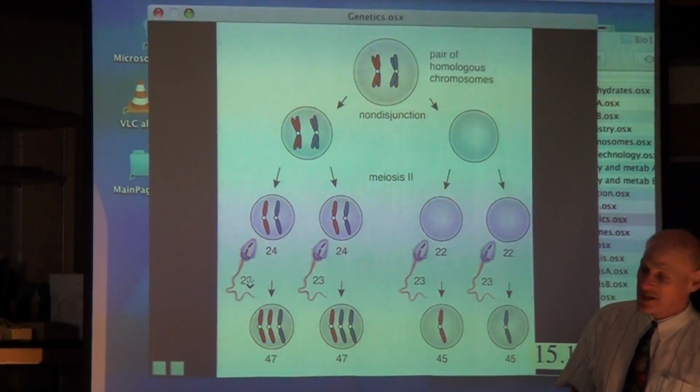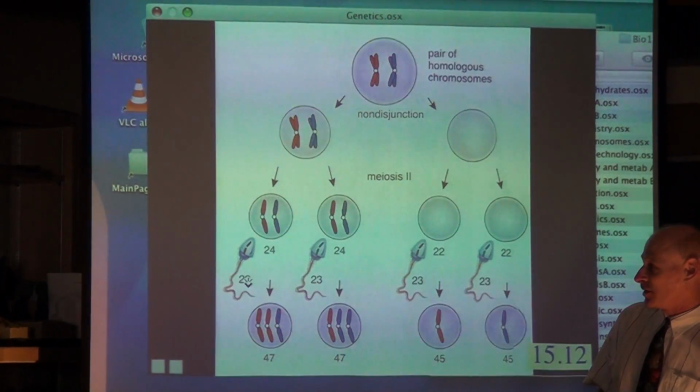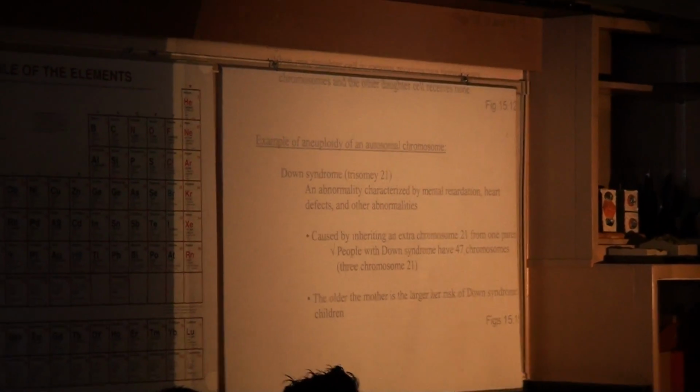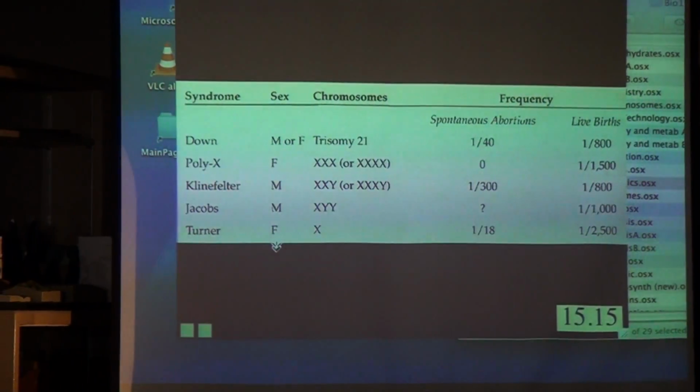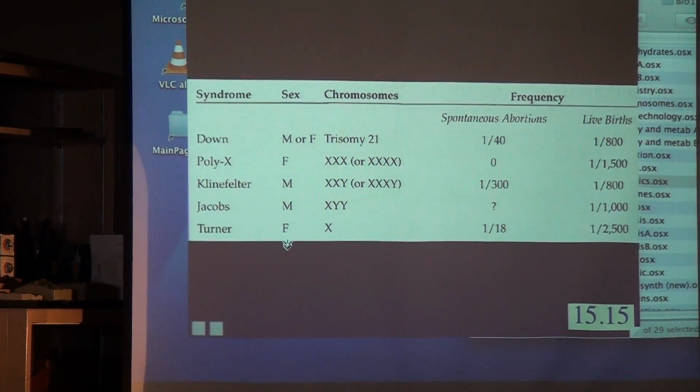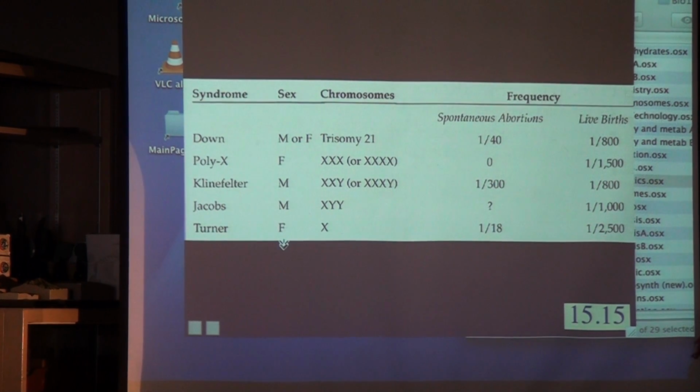But in some cases it does. There's definitely people who are born with aneuploidy. This chart right here shows some common types of aneuploidy that people are born with.